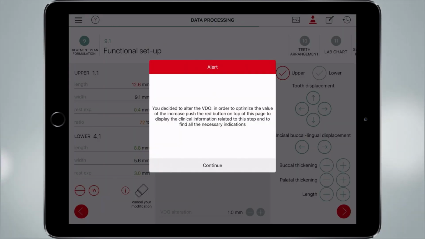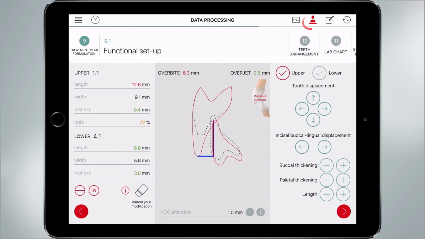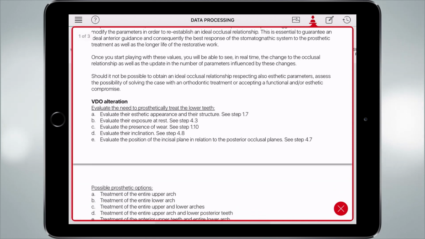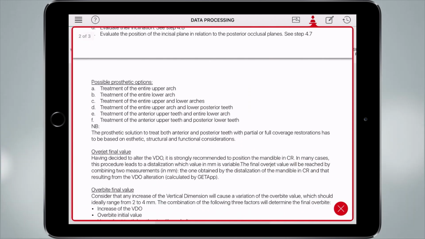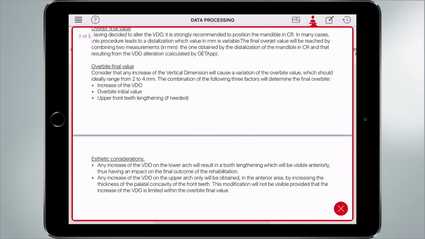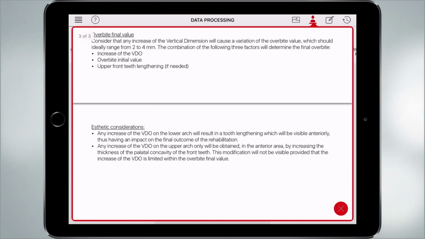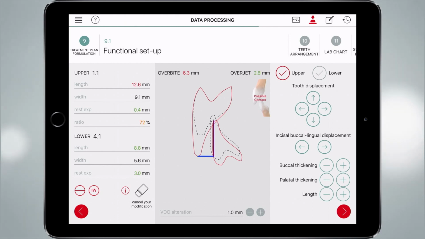But before doing that, there is another alert. You decide to alter the VDO. In order to optimize the value of the increase, push the red button on the top of this page to display the clinical information. So the app wants to tell you and to give you some tips, some tricks, some advice. So now we go back to continue, and now we push the red button. And you see, you have a functional aspect, VDO alteration, possible prosthetic option, overjet final value, overbite final value, aesthetic consideration, a lot of information, a kind of ebook behind.